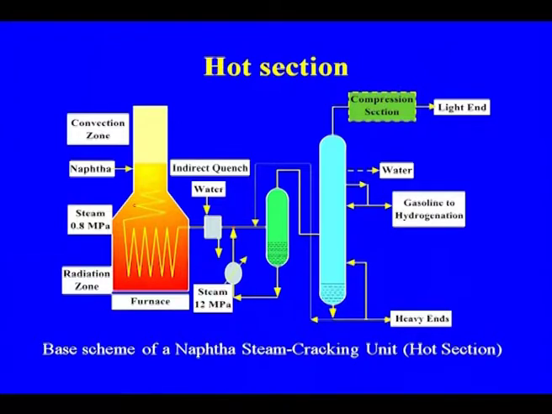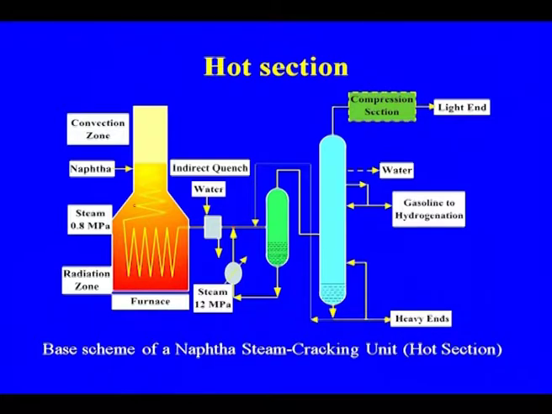This is a typical furnace, where you have the convection zone, where naphtha goes along with the steam, and the radiation zone. The arrangement of the tubes may be very different in different furnaces. After that it goes to quenching, indirect quenching, then direct quenching, and finally to separation of the heavy ends and gasoline, which will go for hydrogenation. That can be combined with the reformate for production of aromatics, or it may go as high octane pyrolysis gasoline, or even be used as a fuel.